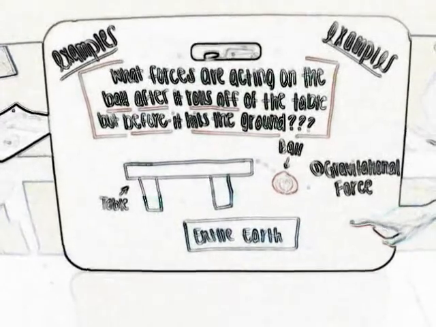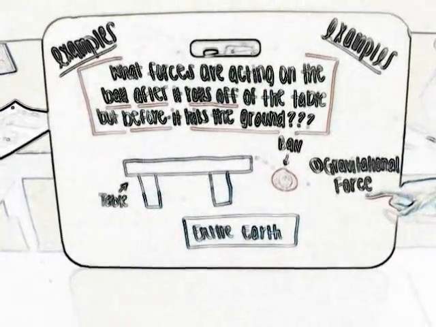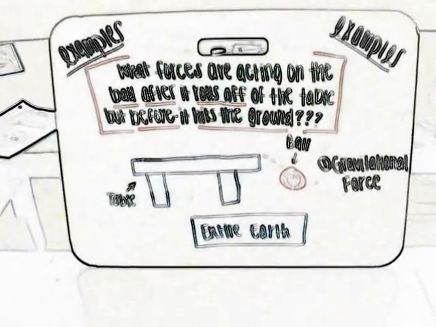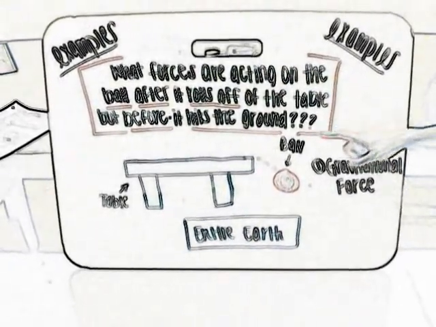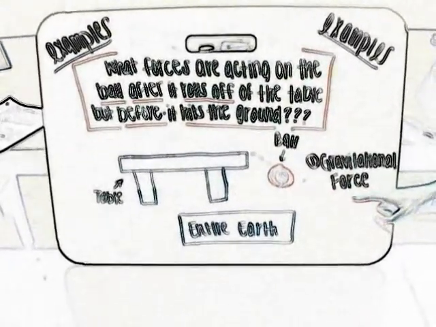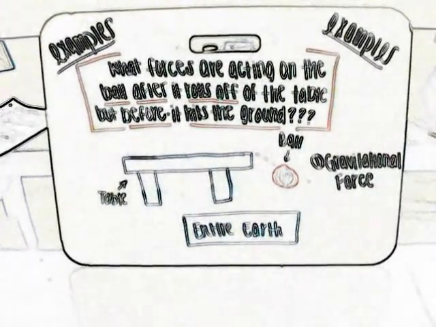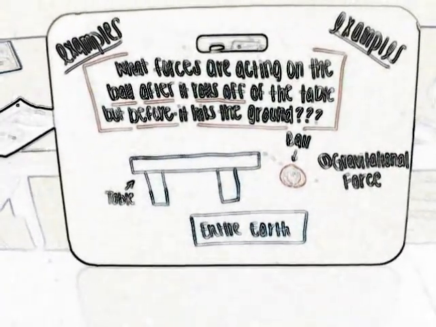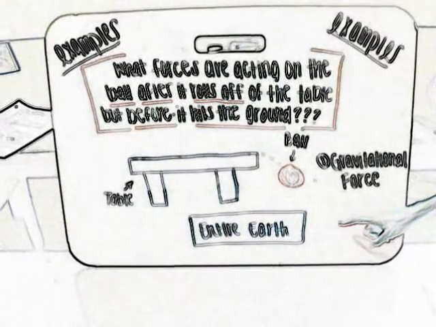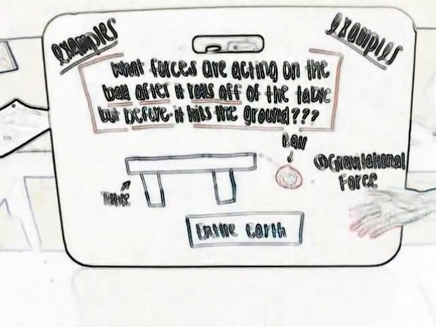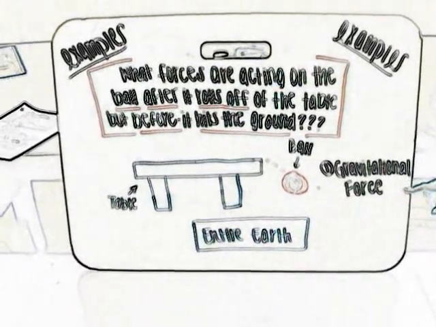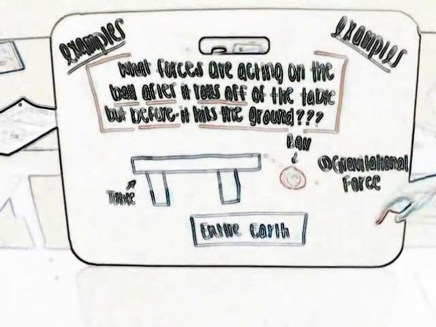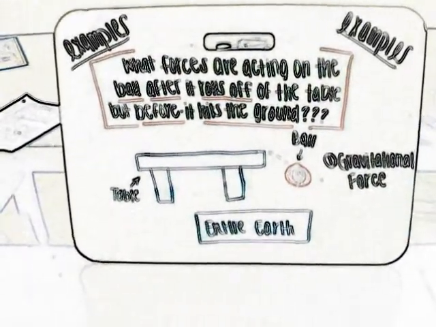The ball has now rolled off of the table. What forces are acting on the ball after it rolls off of the table, but before it hits the ground? The ball is in mid-air, so that means that the entire Earth is the only force that is acting on the ball. The entire Earth exerts the gravitational force, which is pulling the ball down to the ground.